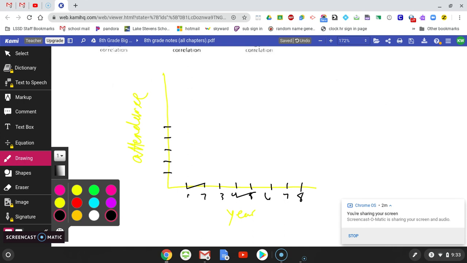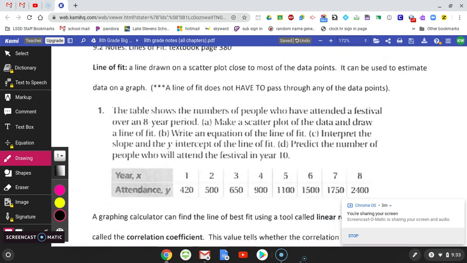8, 10, 12, 14, 16, 18, 20, 22, 24. Okay, so 200, then 400, 600, 800, there's 1,000. I'm only going to label some of them so we can see what the pattern is. 1,800, there's 2,000, 2,400, and so forth. Okay, so you can scroll back up and look at your paper.